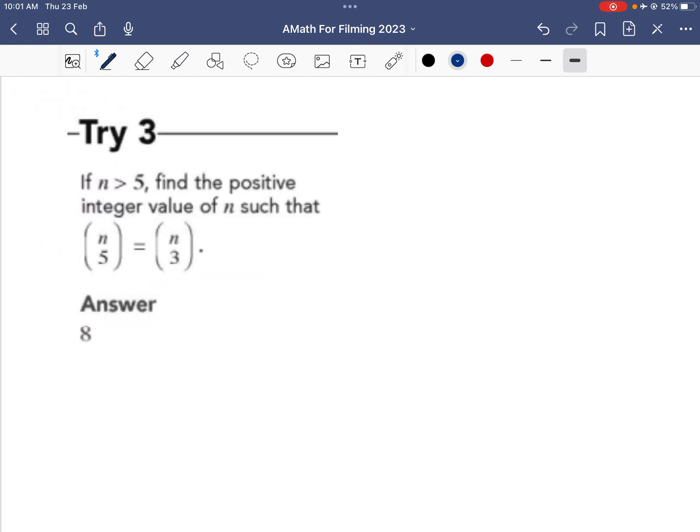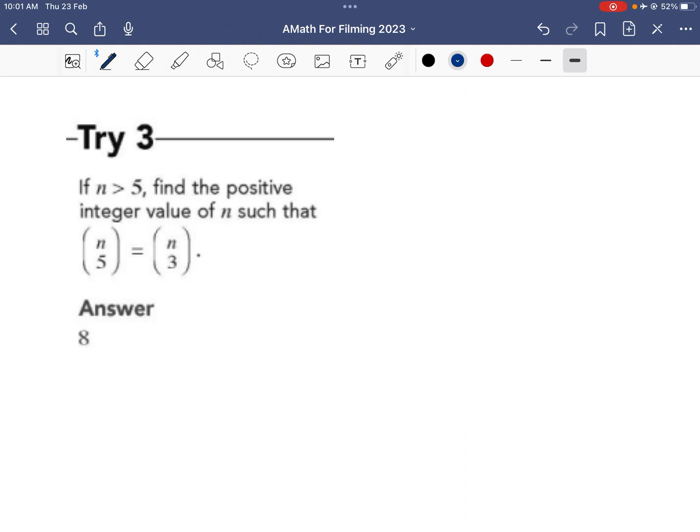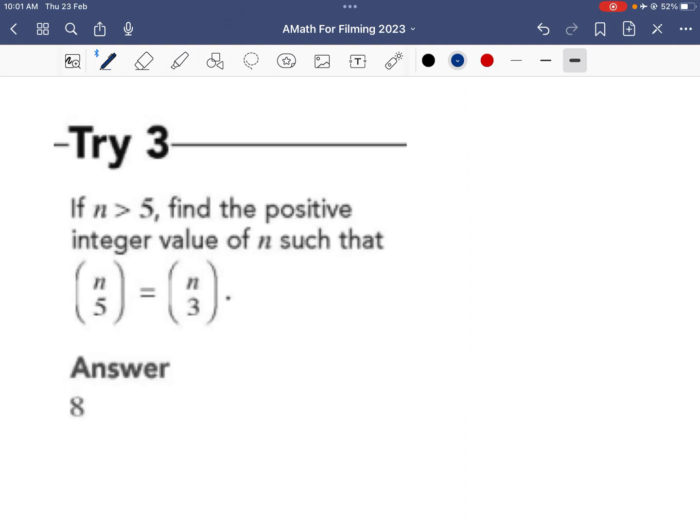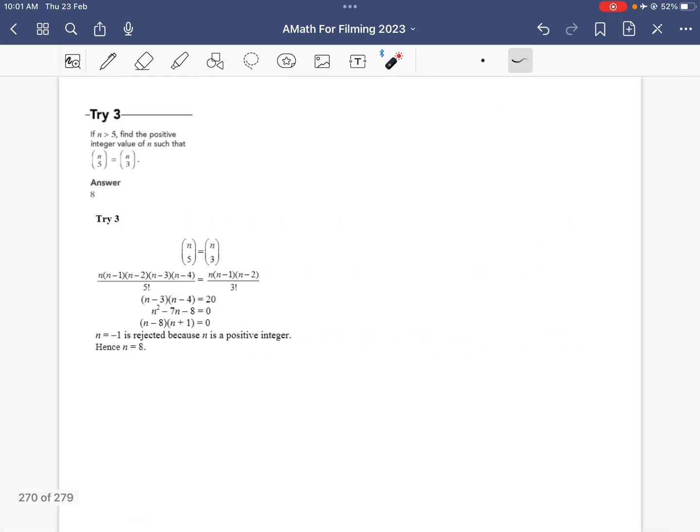To put into practice what we have just spoken about, please try 3. So do pause the video, use a paper, or maybe your iPad to try to solve this. And I'll give you the answer in 3, 2, 1. Let's go.